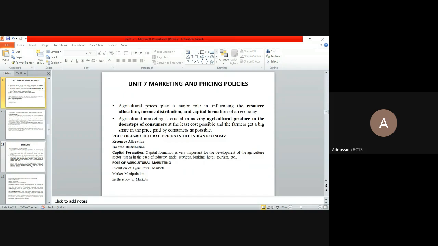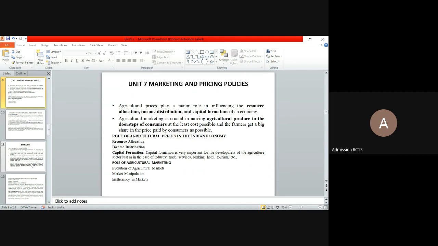Moving on to Unit 7, marketing and pricing policies. The first unit in this block, Unit 6, was about policies related to agribusiness. Now we are moving to marketing and pricing policies. Agricultural prices differ from one area to another, from one location to another, from one product to another, from one distribution area to another. Why? Because they are influenced by many factors like resource allocation, income distribution, and capital formation. Once the prices have been set, they in turn influence resource allocation and income distribution.